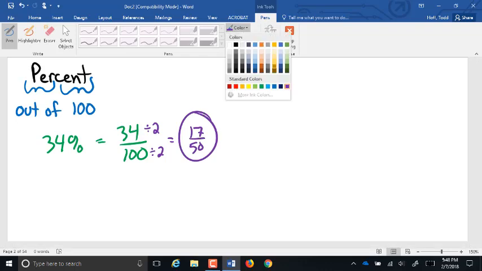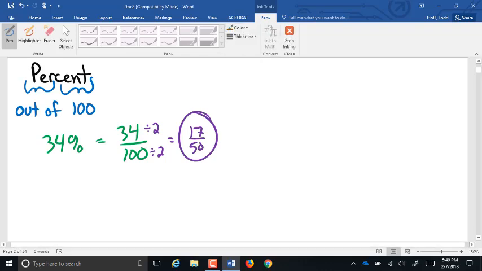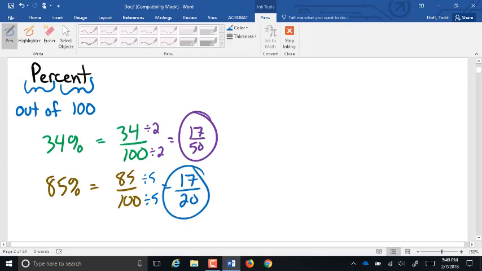Now, of course, not every example is going to be quite that convenient. We might have 85%. What's that going to become as a fraction? 85 over 100. And of course, both of those can be reduced by 5. 85 divided by 5 is 17. 100 divided by 5 is 20. So 17 over 20.